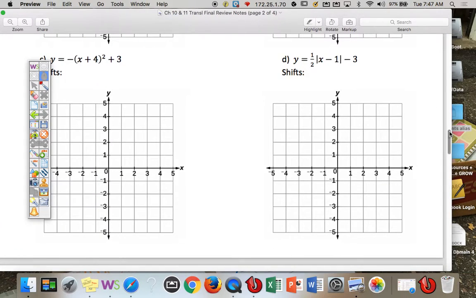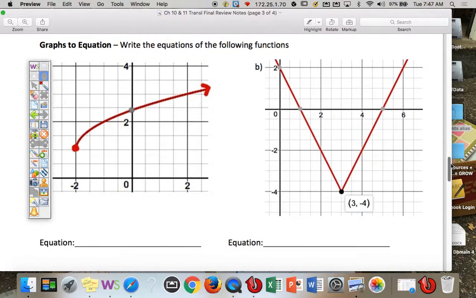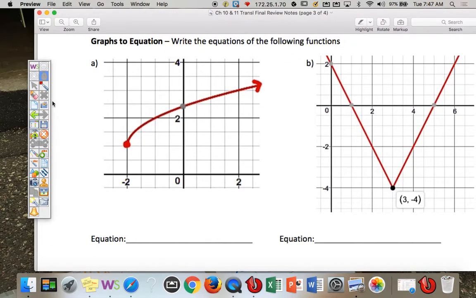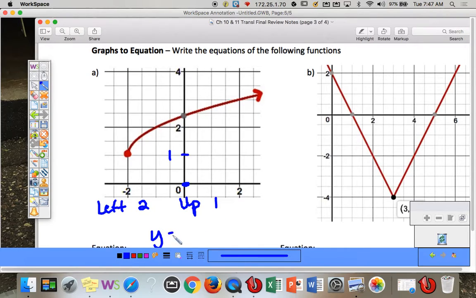So there's a look at graphing these shifted functions. Let's go backwards. Let's write the equation of the shifted function. So we know this is a square root. We know it should have started at 0, 0. So this one goes left 2, up 1. So I'm going to write that down. Left 2, up 1. So we have y equals the square root of x plus 2, plus 1.